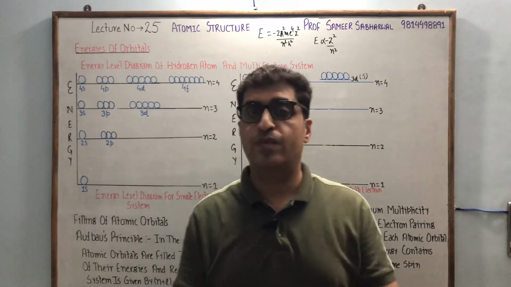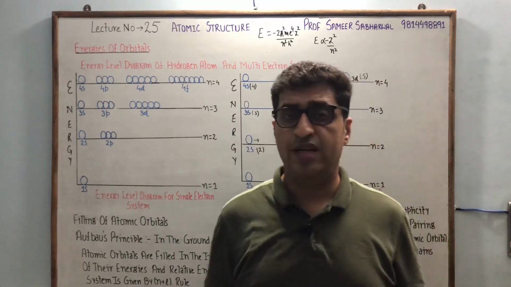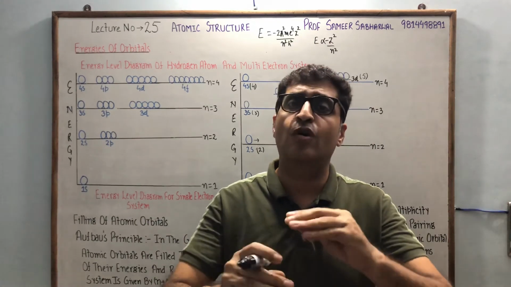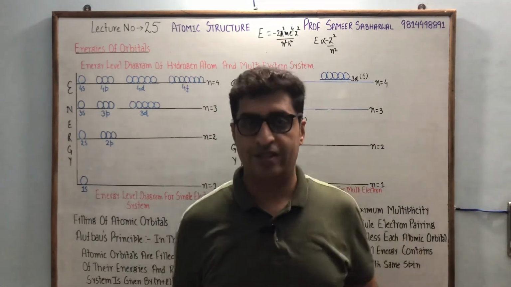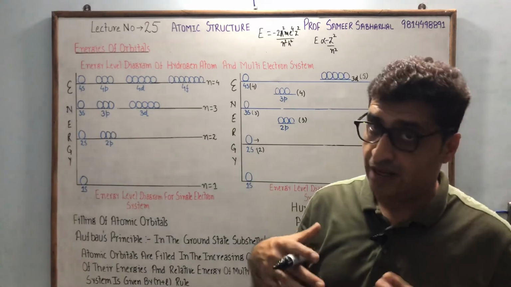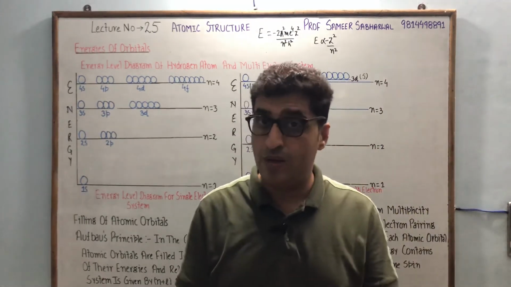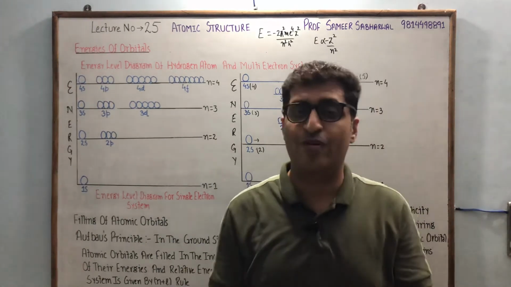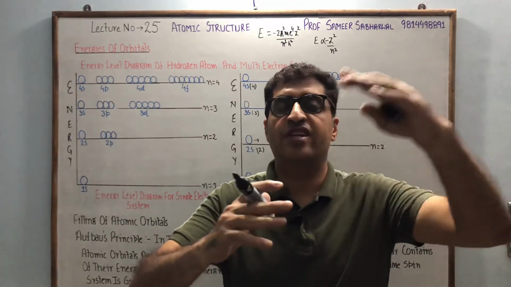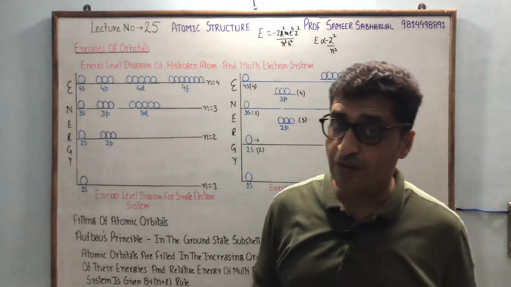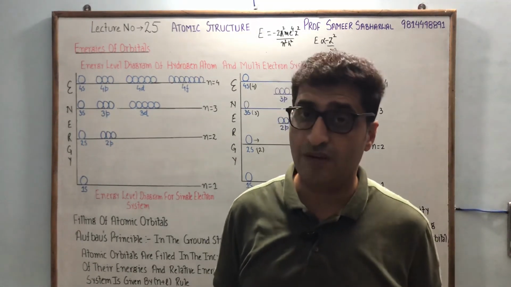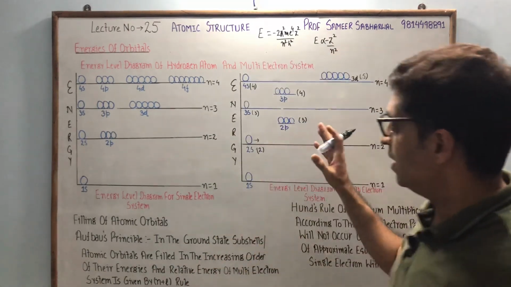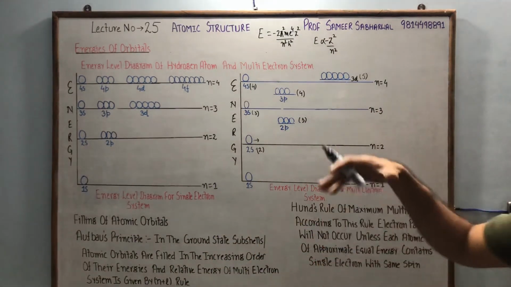According to Aufbau's principle, in the ground state, atomic orbitals are filled in the increasing order of their energies. I repeat, in the ground state, subshells and atomic orbitals are filled in the order of their increasing energies. And for a multi-electron system, energy is given by the n plus l rule. Is that clear? So exactly जो मैंने अभी आपको बतलाया उसी को ही यहाँ समझा रहा हूँ.